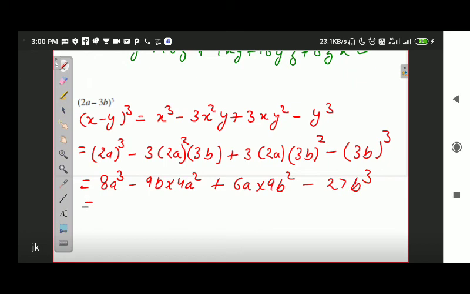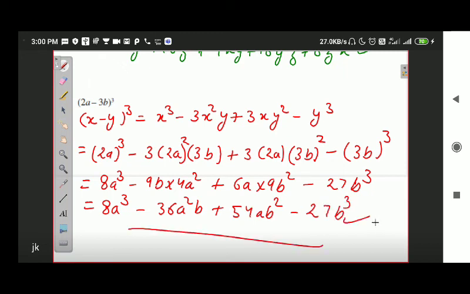Okay, so the final answer is going to be 8a cube minus 36a square b plus 54a b square minus 27b cube. Okay, this is the final expansion of (2a − 3b) whole cube.